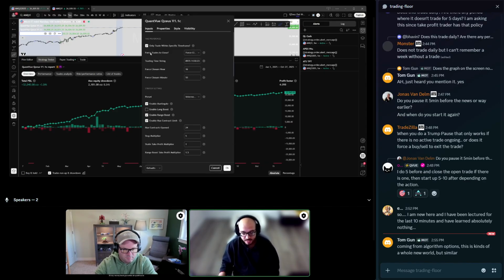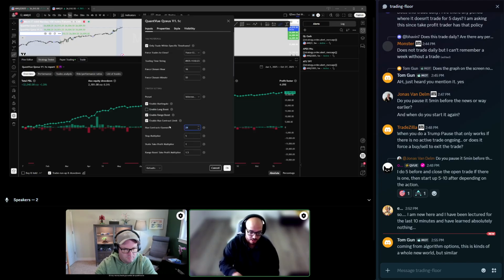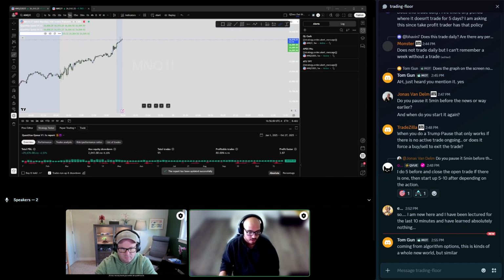But again, we have the out of the box settings that are all predetermined, and then you can adjust the sizing based off of however aggressive or intermediate you want to be. You can do the same thing for all the algorithms. This is just an example.